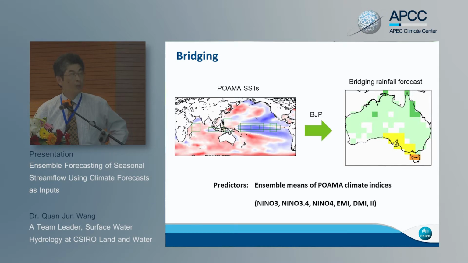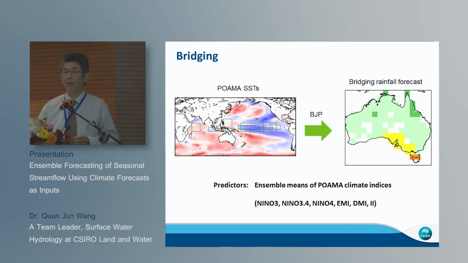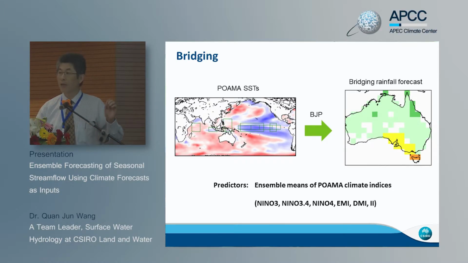And so we call this bridging. We have a number of predictors we use for Australia, and we have a number of bridging models. And in this way, we try to make good use of the GCM forecasts of sea surface temperature. And we do know some of these have better skills than directly using the GCM rainfall forecast, even after calibration.